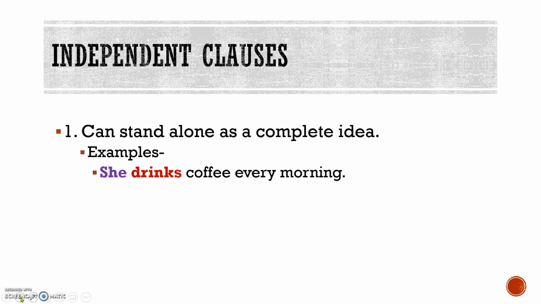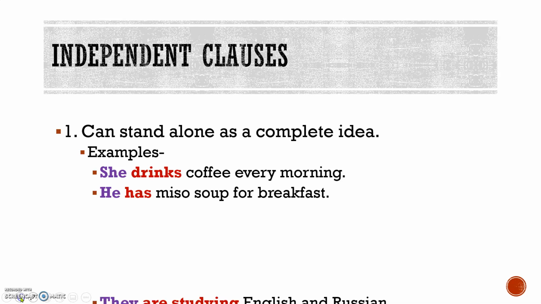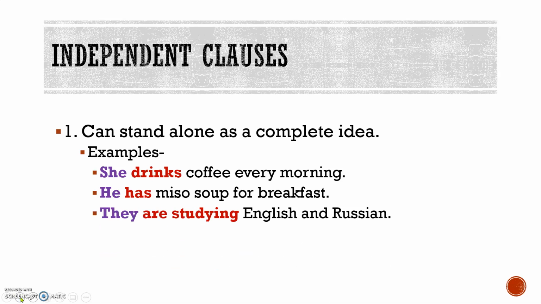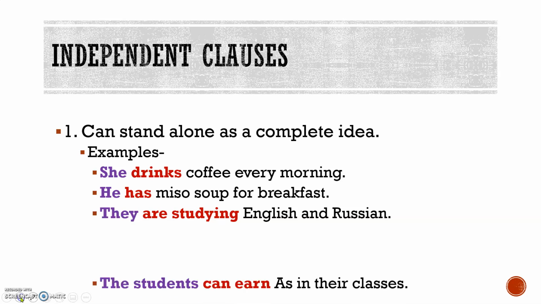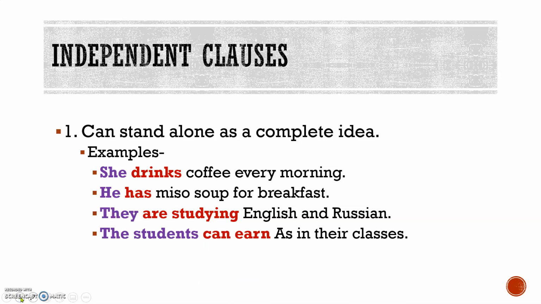Here are some examples. She drinks coffee every morning. He has miso soup for breakfast. They are studying English and Russian. The students can earn A's in their classes. These are all independent clauses, and each one contains a subject and a verb.